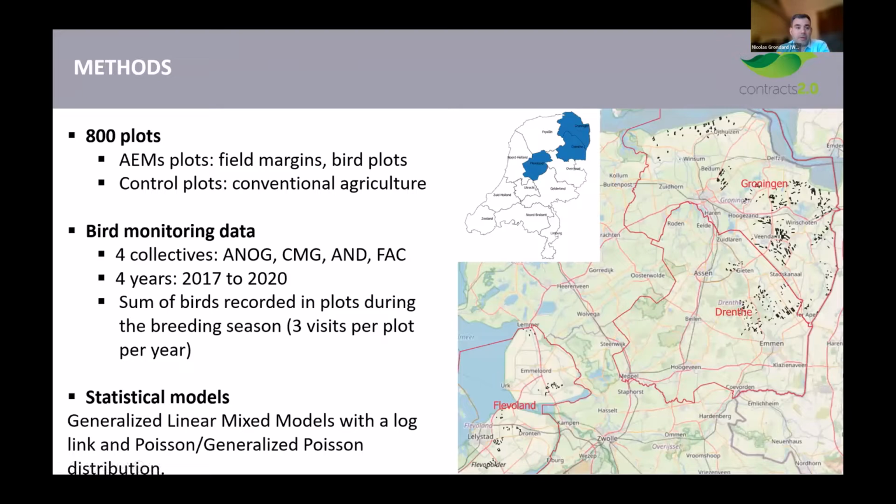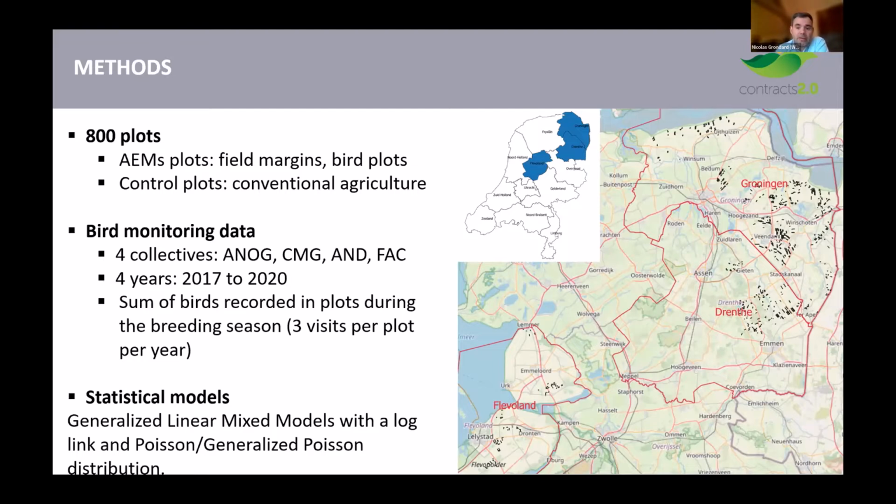A few words on the method used in the study. We analyzed bird monitoring data collected during 4 years in 4 collectives in 3 provinces: Groningen, Drenthe, and Flevoland. The data was collected by SOVON, the Dutch Center for Field Ornithology, on behalf of the collectives. And we used the sum of birds observed in plots during the breeding season. Each plot was visited 3 times at the start, middle, and end of the breeding season.